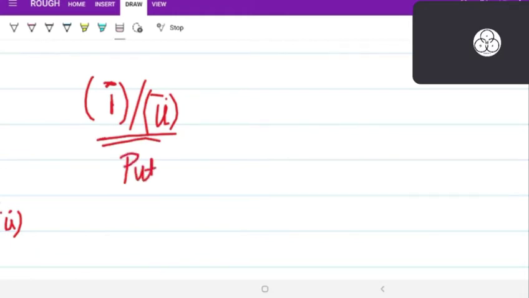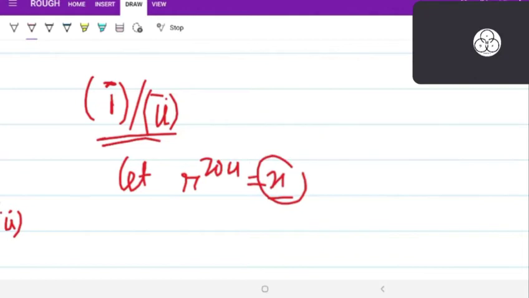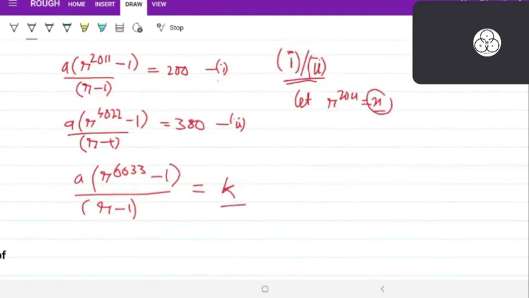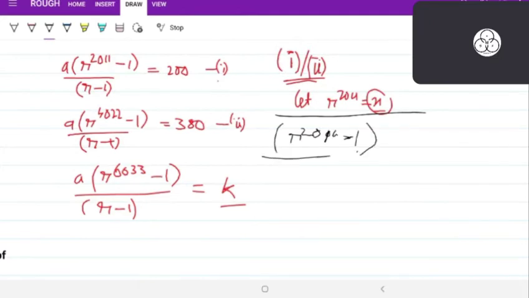and consider, let r to the power 2011 equal x. Solve for x, you will get the value of x, right? So if you get the value of x, what are the values you have? Now the value of x is known to us. This r to the power 2011 minus 1, you know this value, r to the power 2011, this part. You can find out this value.